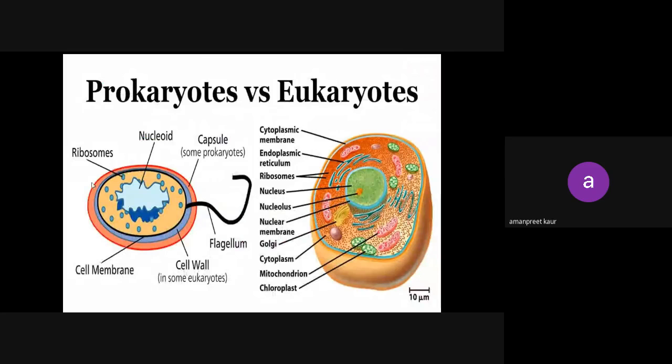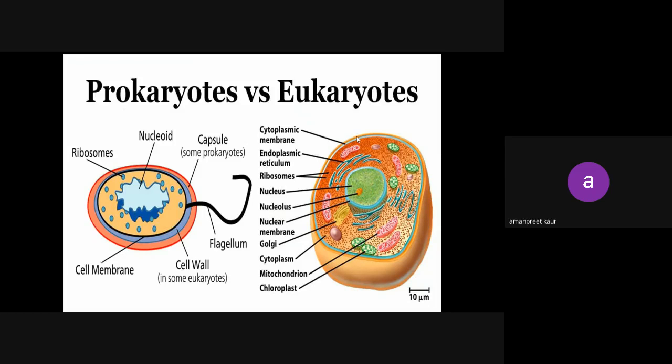The prokaryote cell is very simple as compared to the eukaryote. The eukaryote consists of a number of organelles as compared to prokaryotes. Moreover, the nucleoid here doesn't have any kind of membrane, and the genome or the genetic material is not protected here. Whereas if we compare with the eukaryote cells, the genetic material is in the nucleus, and the nucleus is protected by the nuclear membrane.